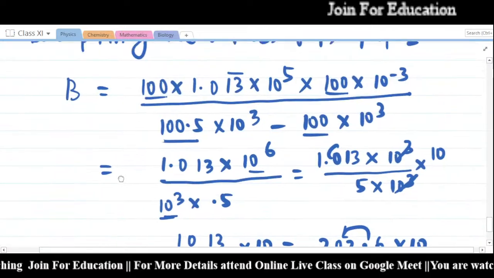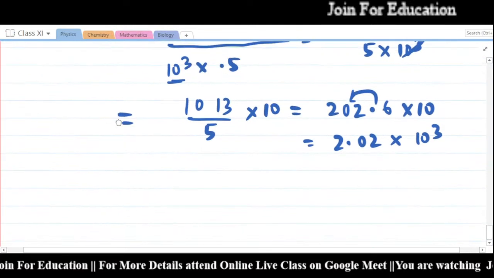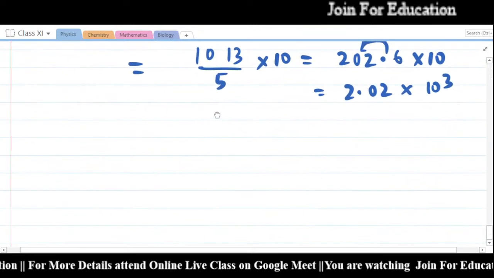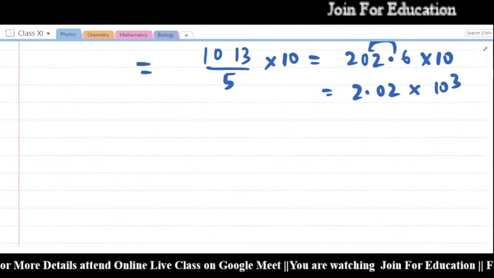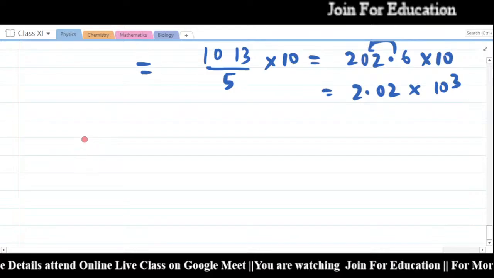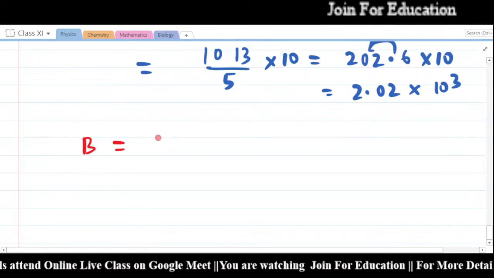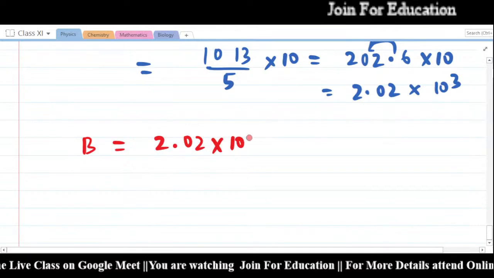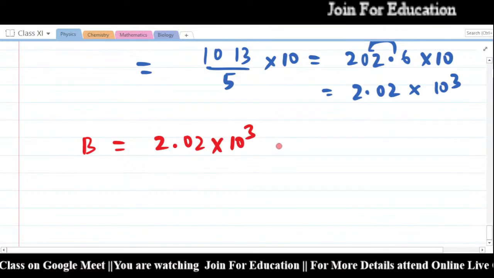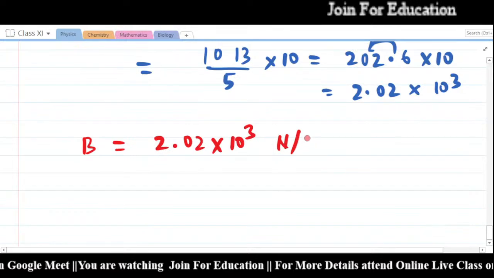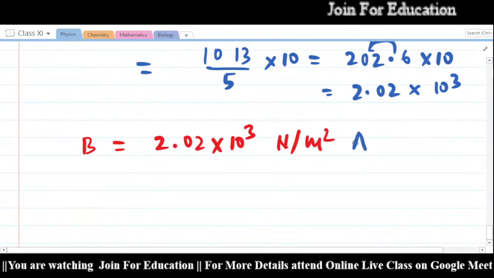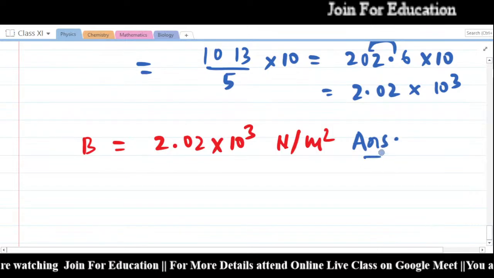So what is the value of this? This is the bulk modulus. So B equals 2.02 into 10 to the power 3 Newton per meter square. This will be the answer of this question.